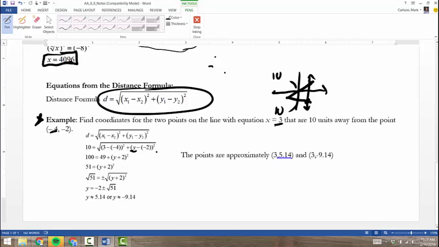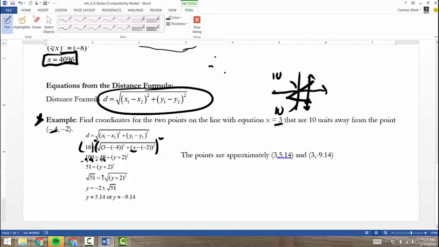Now I'm going to take both sides and square them. That will get rid of the square root. So I have 100 is equal to 49 plus y plus 2 squared. Now I can subtract 49 from both sides. So I have 51 equals y plus 2 squared.